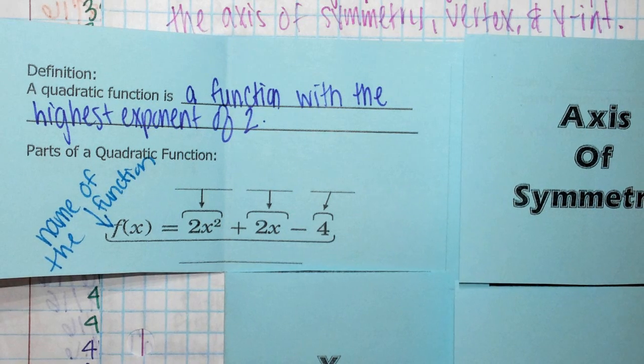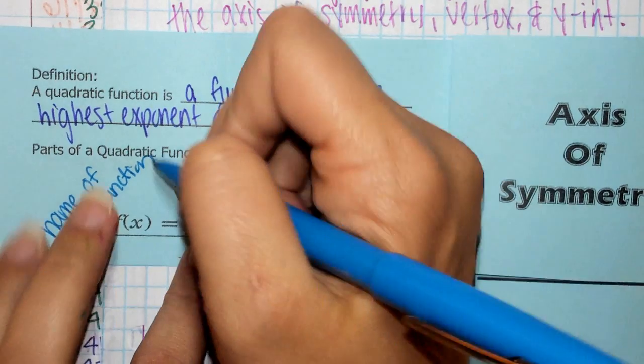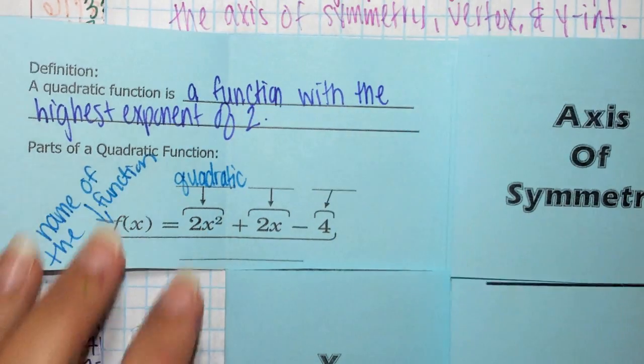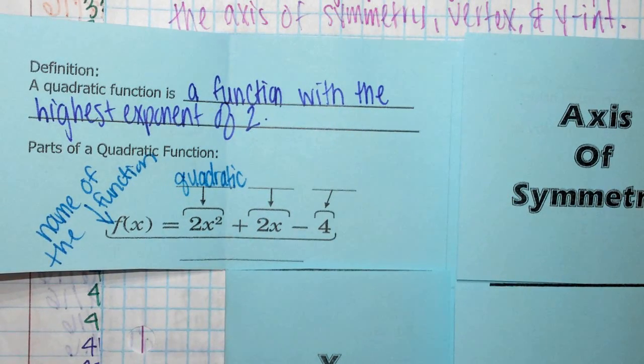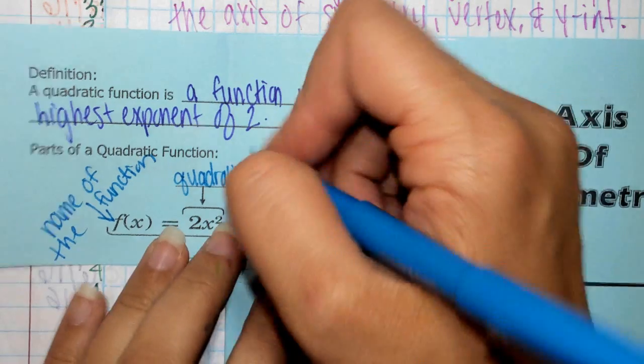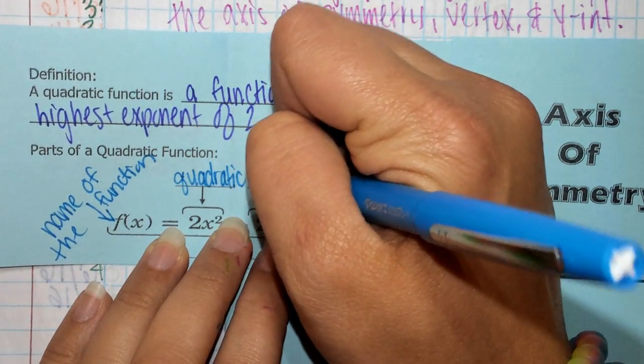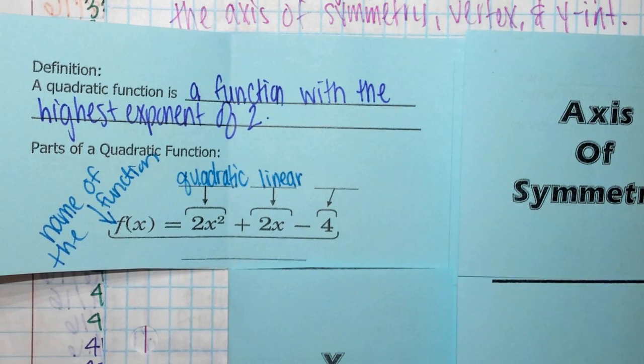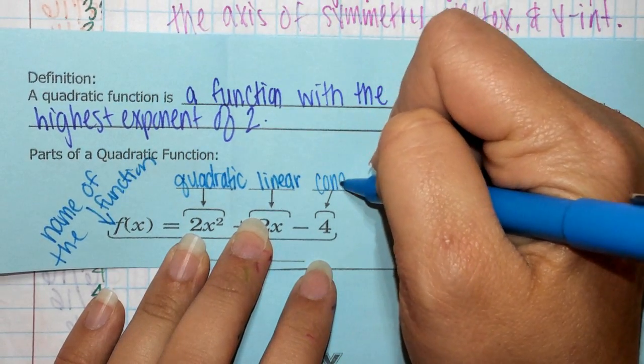Now we're going to talk about each of our terms and what they are. The first one, if it has the squared, that's our quadratic term. The second one doesn't have the squared. It's called our linear term. What is that last one called if it's just a number? Coefficient is the number in front of a variable. Constant. Take a point.